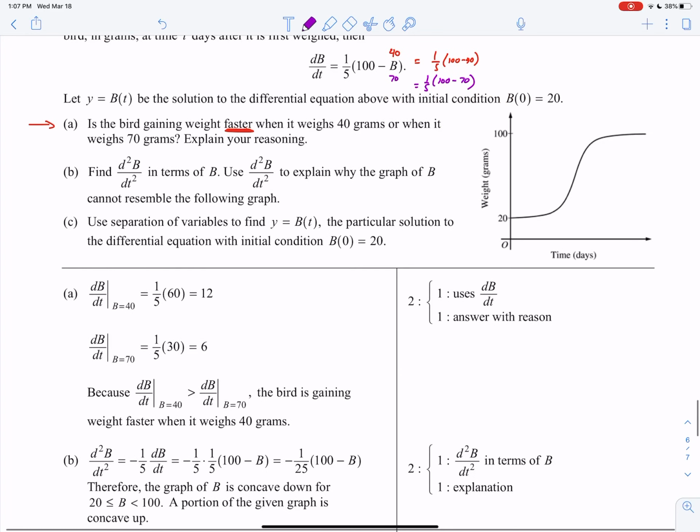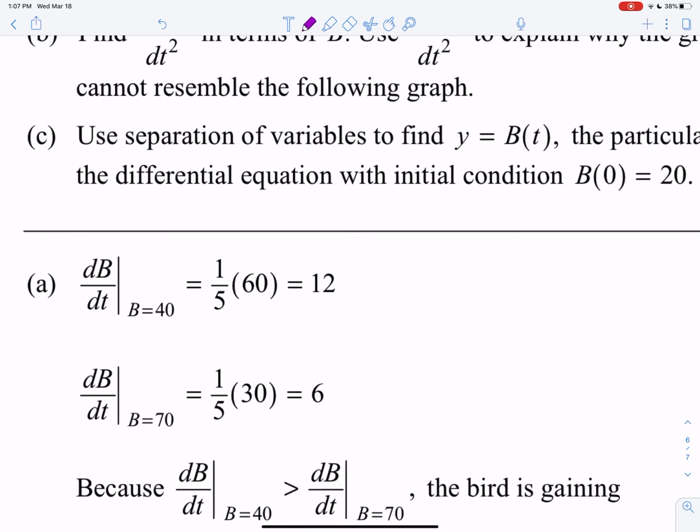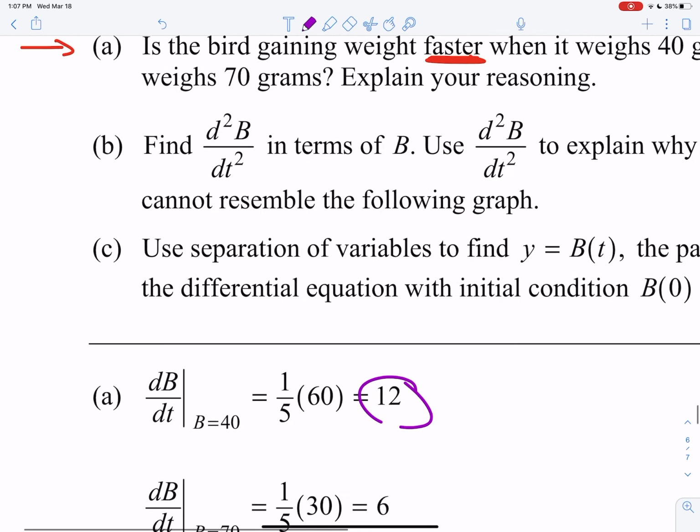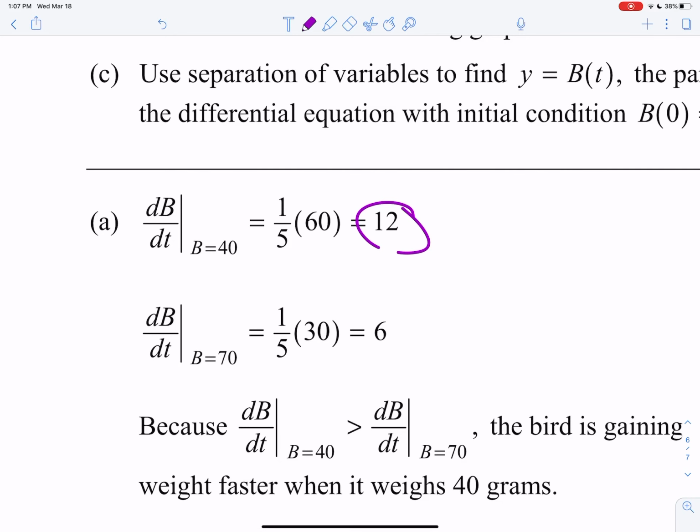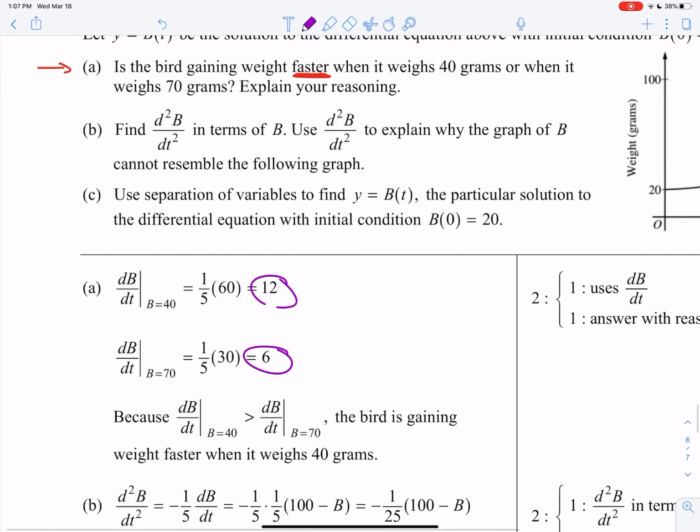But if you look at the scoring guidelines, when the bird's weight was 40, it was gaining weight faster at this moment than it was at 70, okay? So you make a conclusion: therefore the bird is gaining weight faster when it weighs 40, okay? Don't just leave it as these two. You definitely want to make some type of conclusion there, okay? Part B.